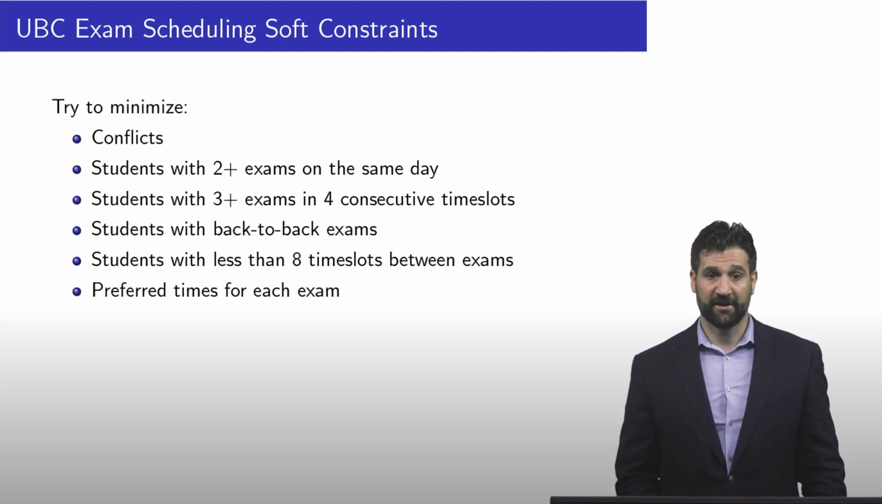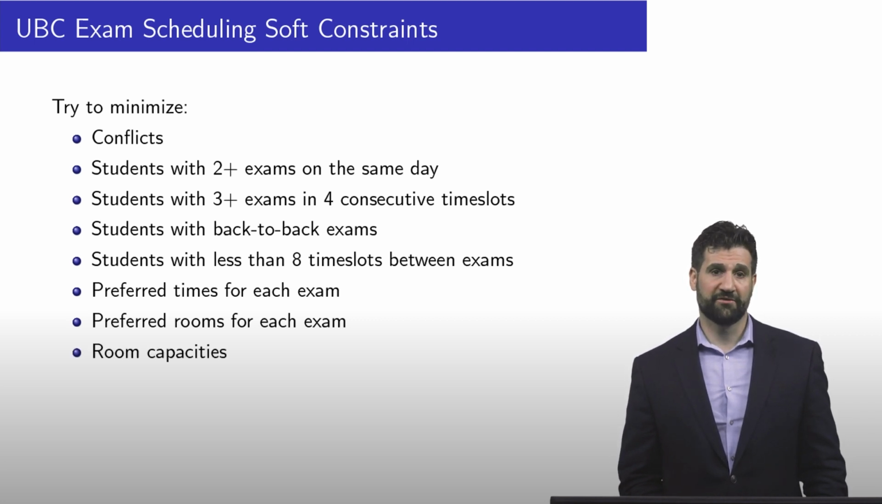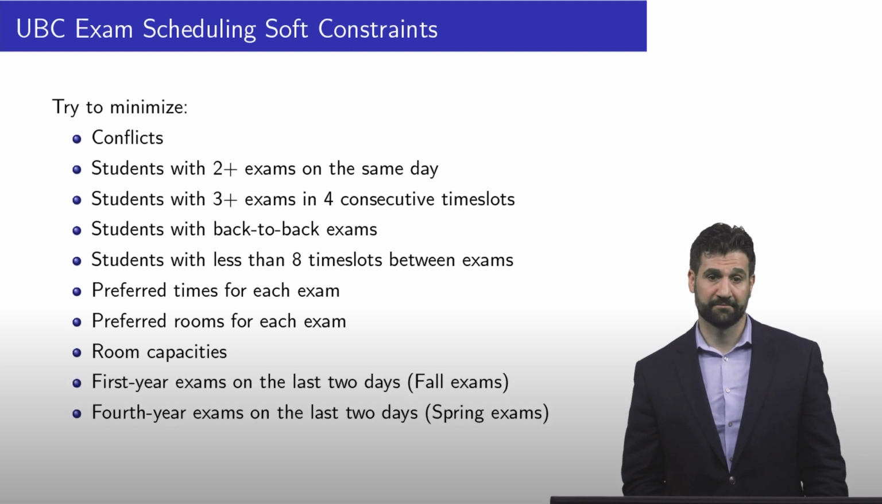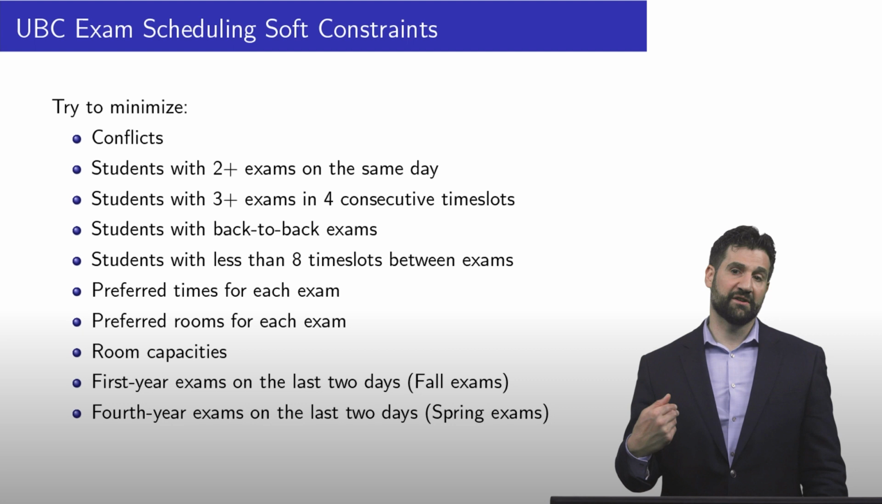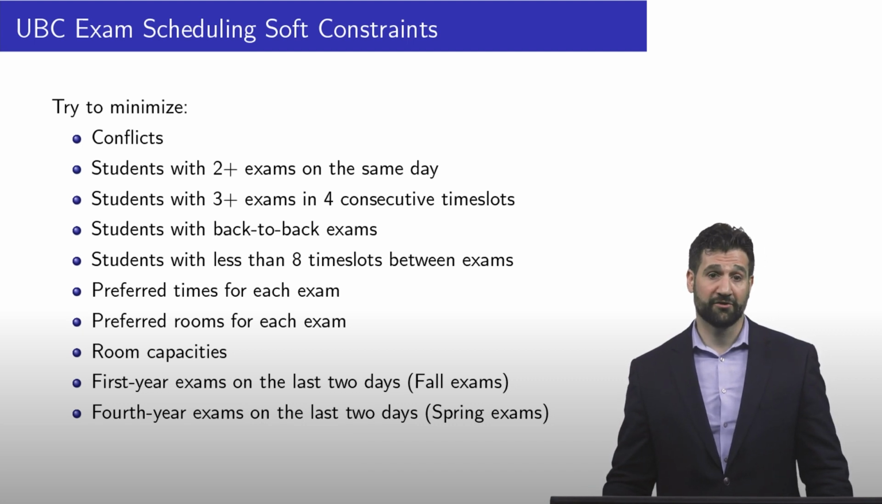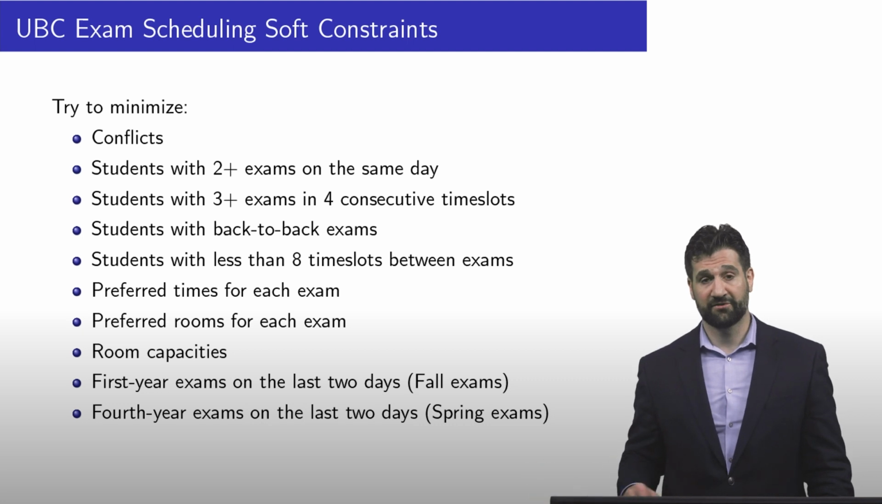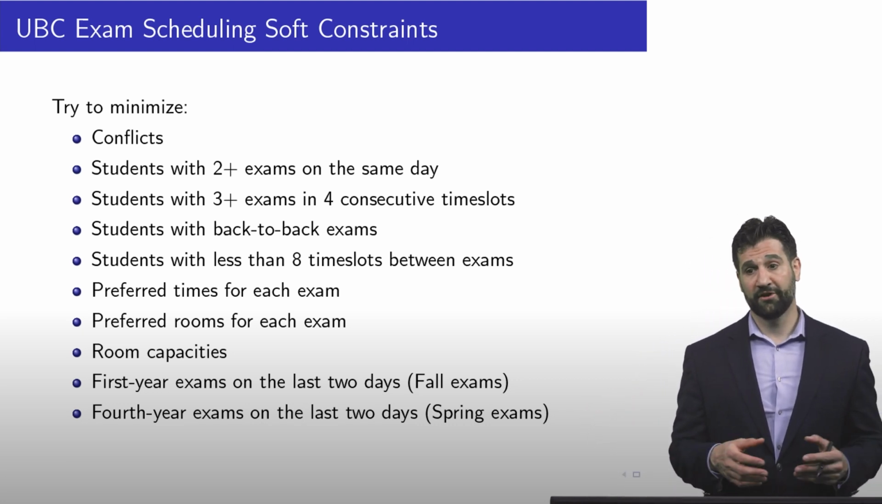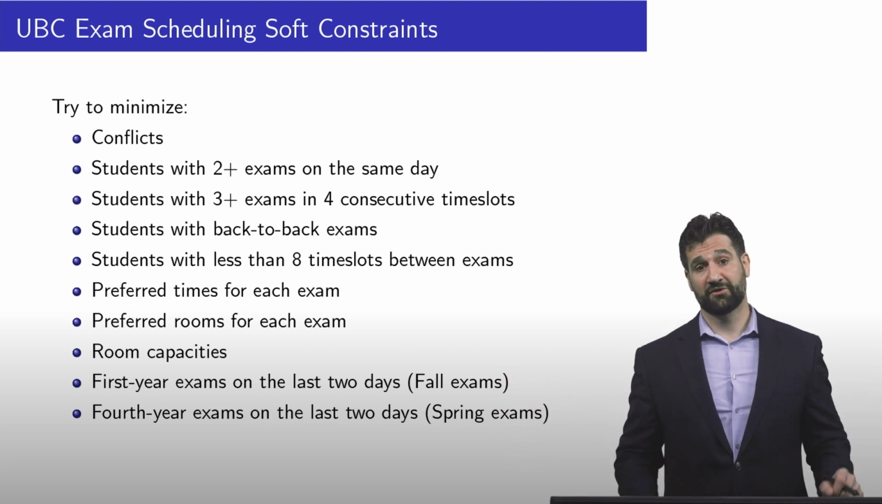Preferred times, some teachers might have preferred times for a given exam, preferred rooms, and so on. So all these different things would be soft constraints that we would maybe have a preference over if we're going to minimize it or not. As you can see, this becomes a very complicated problem very quickly. The idea of having a CSP that considers both hard and soft constraints, minimizing the soft constraint violations while also ensuring that the hard constraints are met, is very important because these problems can grow very quickly, and as you could see, the search space also can be quite huge.